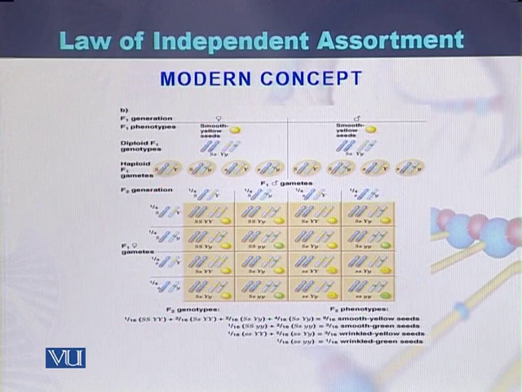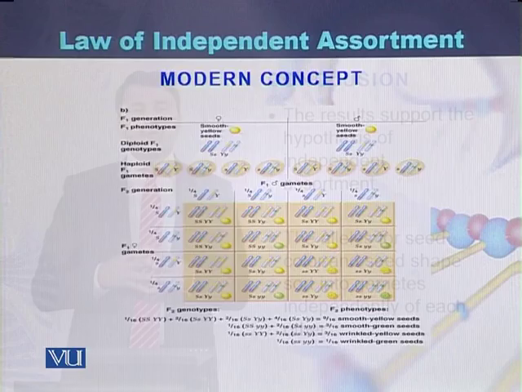According to the modern concept, genes for different traits are present on different chromosomes, and genes, or chromosomes, separate from each other independently. If there is a linkage, then the genes controlling different traits will be inherited as a unit, otherwise they will separate from each other independently.